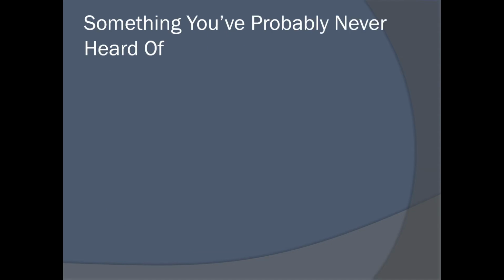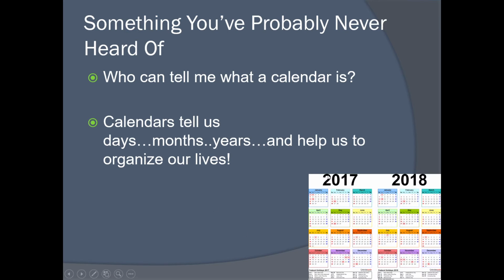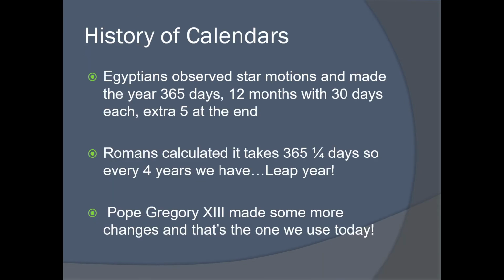But before we get into that, just to talk about time scales and years and things like that, I'm going to talk to you about something you've never heard of. Who can tell me what a calendar is? Nice. Calendars tell us days, months, years, and help us to organize our lives. They look like this. You all use them so much when you use your assignment books. So a calendar is basically just a brief history of those calendars.